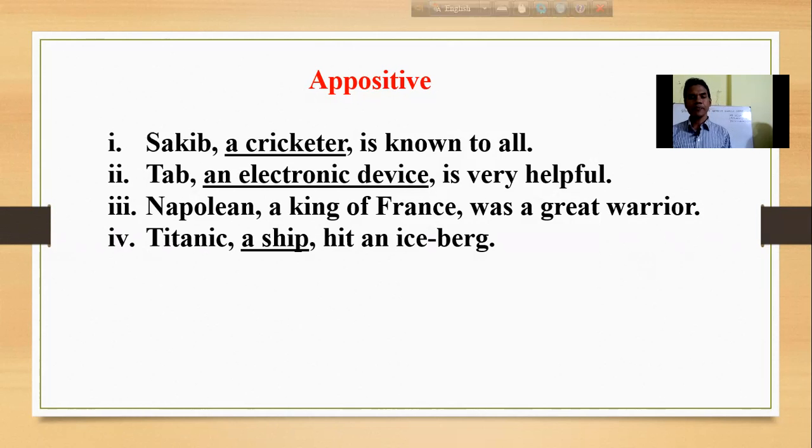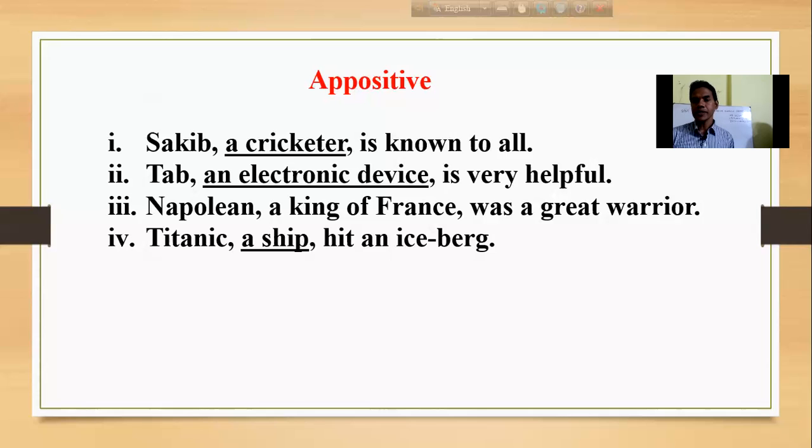The final example of appositive is Titanic, a ship hit an iceberg. Someone may ask, what is Titanic? Then we will answer, a ship. So a ship is here a noun and gives extra information about the noun Titanic. So an appositive is itself a noun and it gives extra information about another noun.